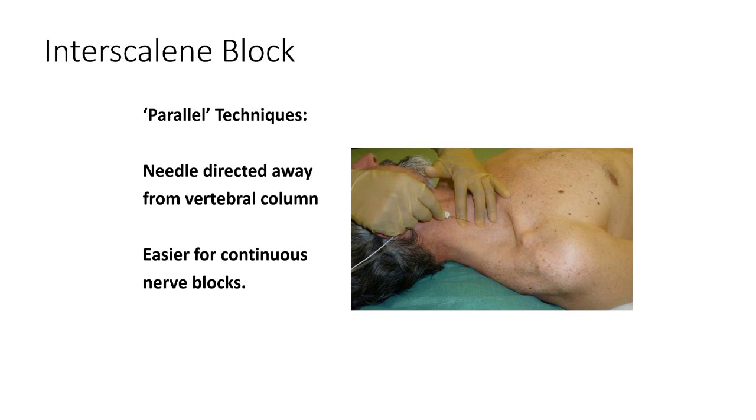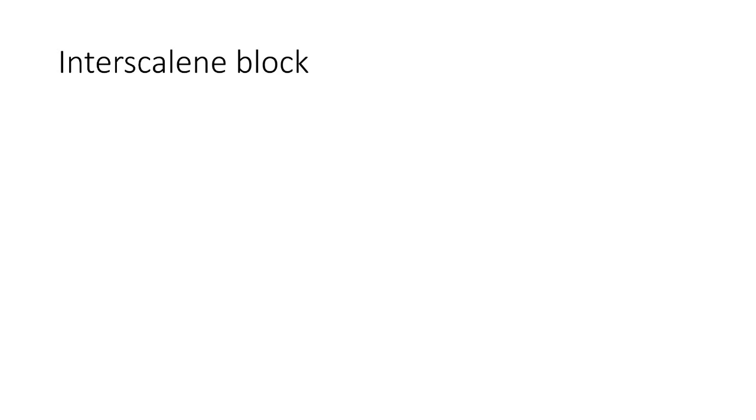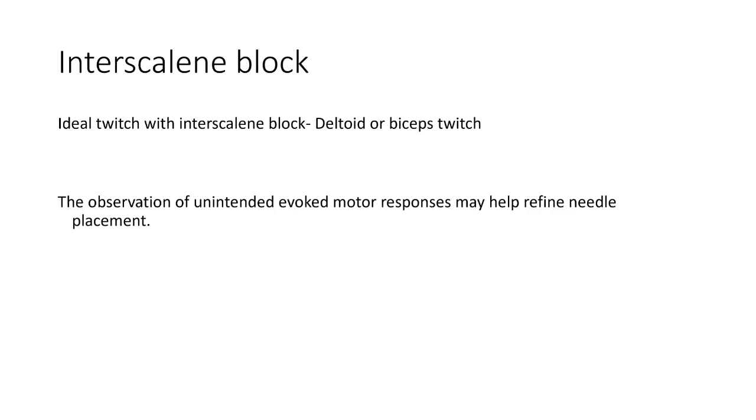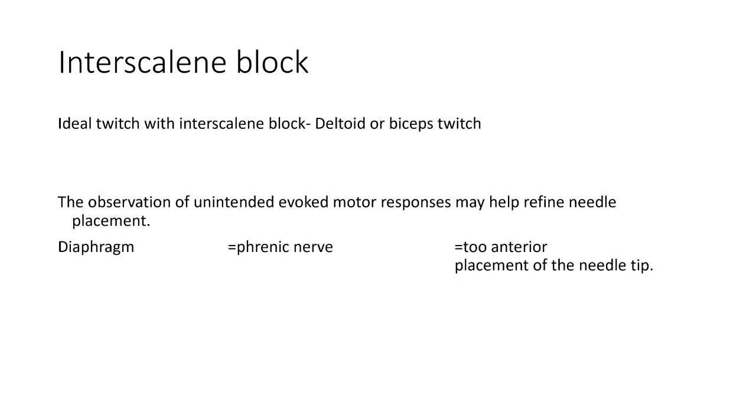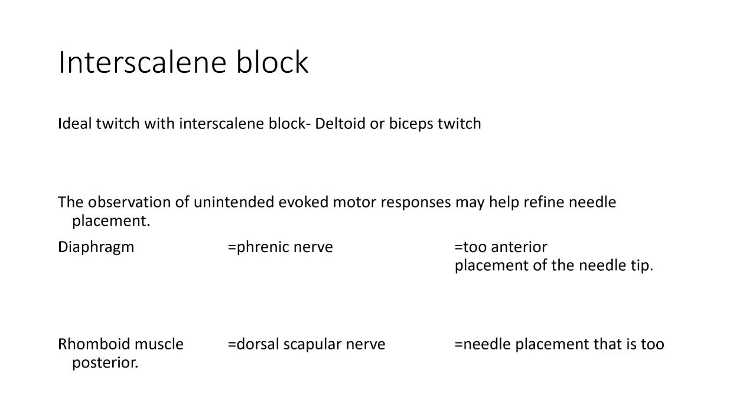If you're doing nerve stimulation guided interscalene block, then the response that you're looking for is a deltoid or a biceps twitch. You may see some other muscle responses which help you to redirect your needle. If you see diaphragmatic twitch, that means you're stimulating the phrenic nerve and your needle placement is too anterior. If you see posterior shoulder movement, then you're probably stimulating the dorsal scapular nerve and your needle is too posterior. So diaphragmatic twitch as well as posterior shoulder movement act as goal posts. And then what you're looking for is the goal, which is the biceps or deltoid twitch, by redirecting your needle in the middle.